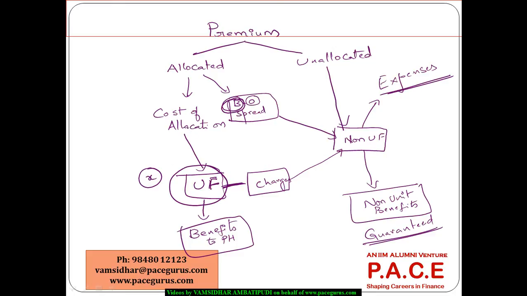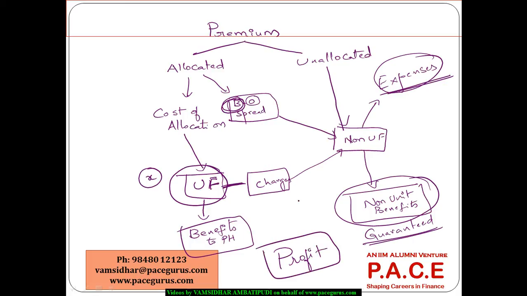And when we are looking at the various charges, there is the fund management charge, because buying and selling that fund would involve buying and selling some equities and some bonds. So there are some fund management expenses associated with it. And whatever is the balance in the non-unit fund, after deducting all the expenses and any non-unit benefits, the balancing item is the typical profit that goes to the insurance company.